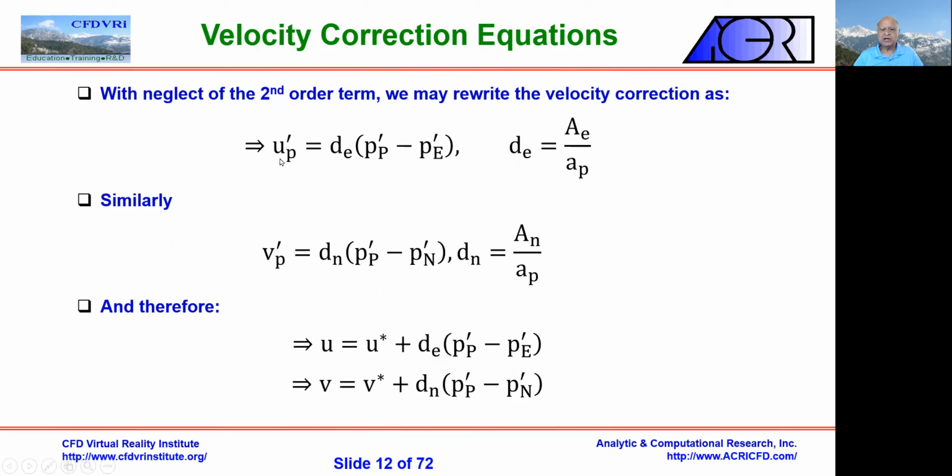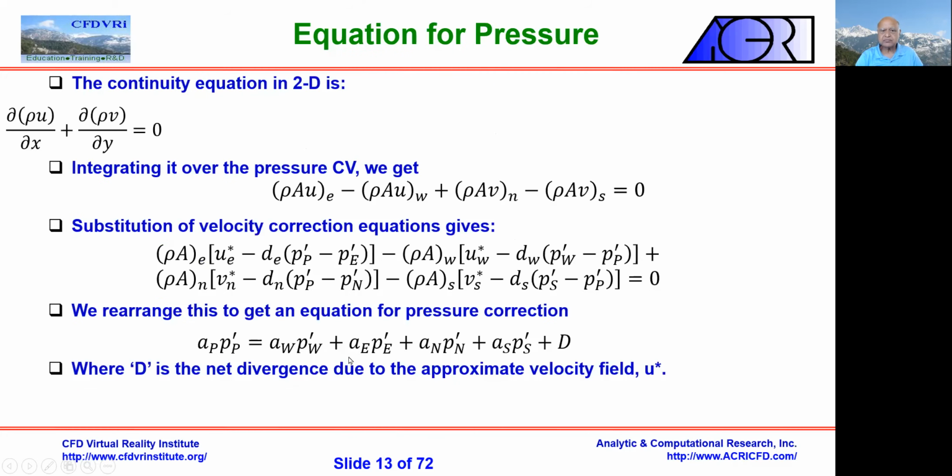So UP prime basically becomes this, where the influence coefficient is basically the influence coefficient of velocity divided by this quantity, right? Similarly, V prime, and therefore the correction is applied to the guessed velocity by dE P prime PE, right? Okay, so what do we do now?